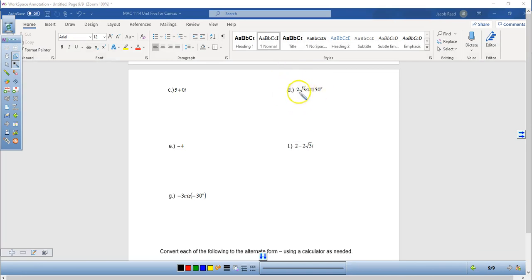For D, I think you can multiply and get all this out without me working through these. You're going to get -3 plus root 3 with an I. And for G, -3 root 3 over 2 minus 3 over 2i.